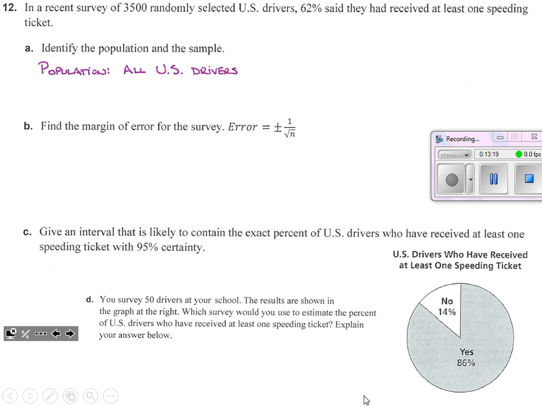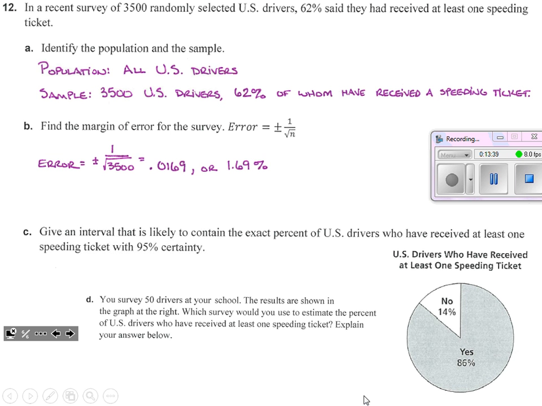And our sample was simply 3,500 U.S. drivers. And if we wanted to describe that sample, 62% of those 3,500 had received a speeding ticket at some point. Letter B, find the margin of error for the survey. Remember, that's based on the sample size, and this one has a fairly large sample size of 3,500. So if we run that through our formula, we do get 0.0169, or roughly 1.69%.